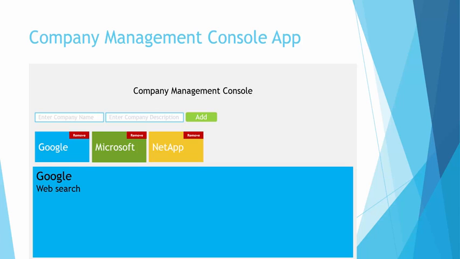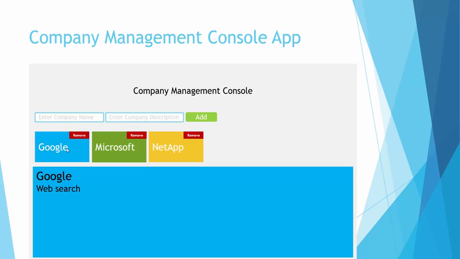Now that we know all the basics of React, let's go ahead and create this simple application. What this application does is it takes company name and description, and when a user clicks add, it adds the company in this list here and displays the company.